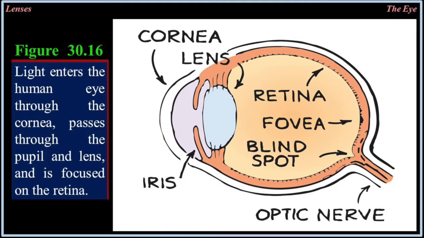Light passes through the pupil and lens and is focused on a layer of tissue at the back of the eye, the retina, that is extremely sensitive to light. Figure 30.16. Light enters the human eye through the cornea, passes through the pupil and lens, and is formed on the retina.